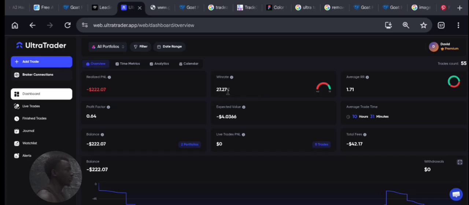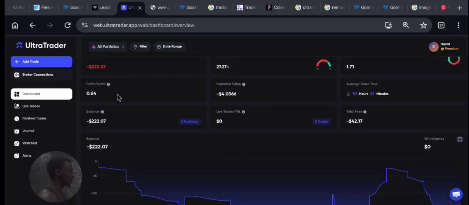So as you can see, mine is 27% because of this drawdown, this loss here, minus $220. You can see my average RR is 1:71. That's almost 1:2. Understand? And if you look to the right-hand side here, you see trade count 55. I've taken 55 trades to bring my account to only minus $222.